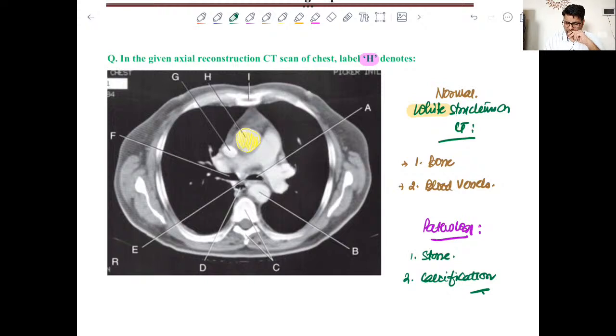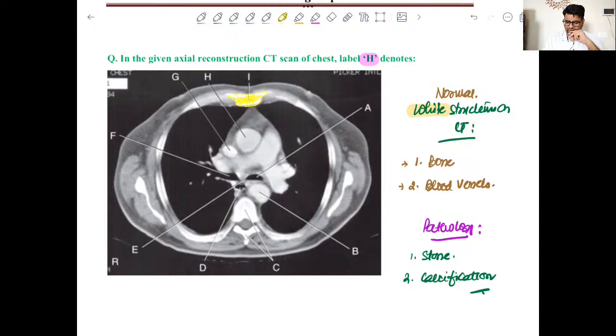Now here, if we take the structures in this section of the thorax, this is a white structure. We'll go one by one, right? So this is a white structure, and in the front, very good, okay, left pulmonary artery. Yes, it is a blood vessel, so it can be white, right? So we will go one by one now.